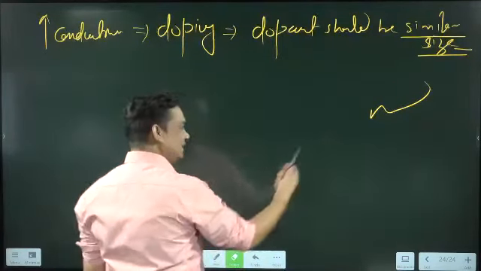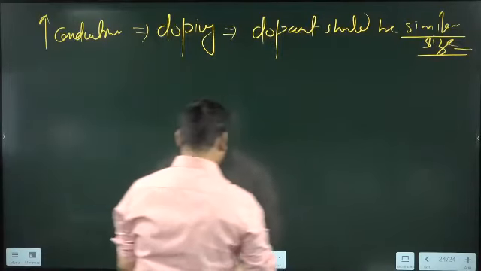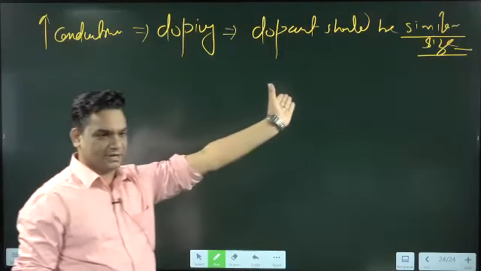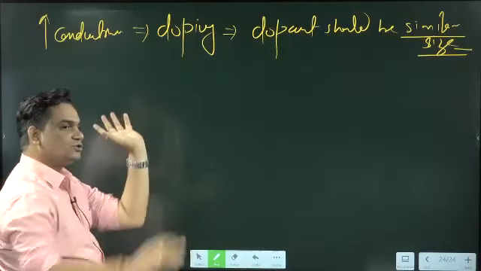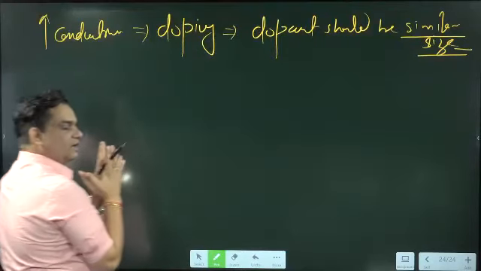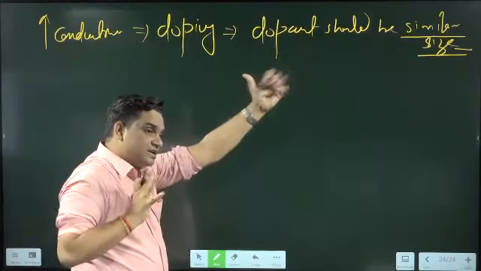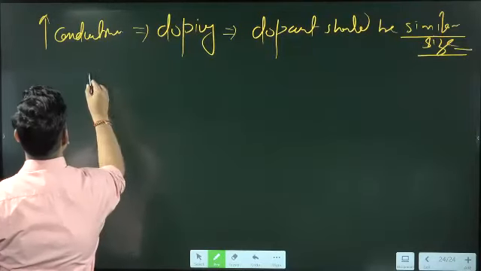After some time, you will also be writing the same way. So we can say we are going to dope here, okay? So the dopant should be of similar size, okay? Otherwise, if the size is too big, the lattice will be disturbed. So we basically have two types.